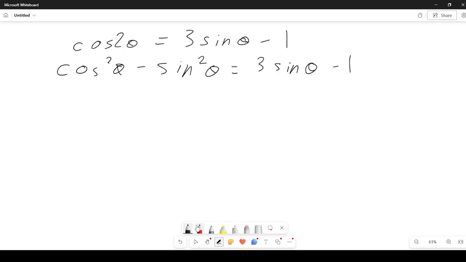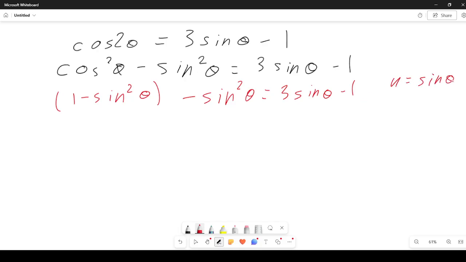Well, now we always want to have only sines or only cosines or tangent or whichever other one it is. We only want one type. So let's change the cosine squared into 1 minus sine squared. So then we can do the u sub. U would be sine of theta. So 1 minus u squared minus another u squared equals 3u minus 1.